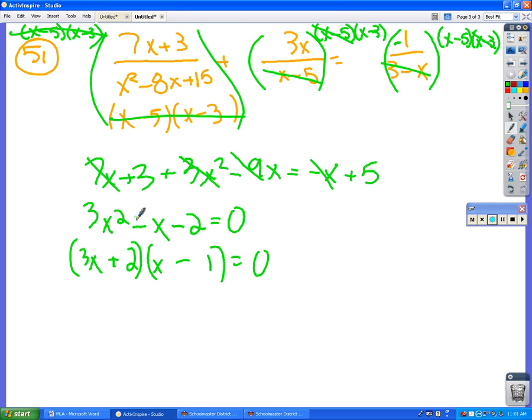So what's the answer? Okay, well the answer, if I have 3x plus 2 equals 0, x equals negative 2/3, because I would subtract 2 then divide by 3. And if x minus 1 has to equal 0, then x equals 1. Okay? And both of those will work because neither one of those will make the denominator equal to 0.